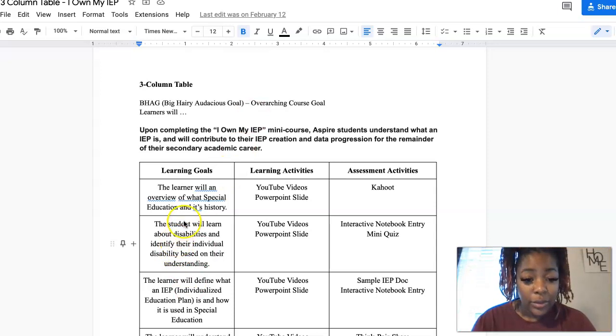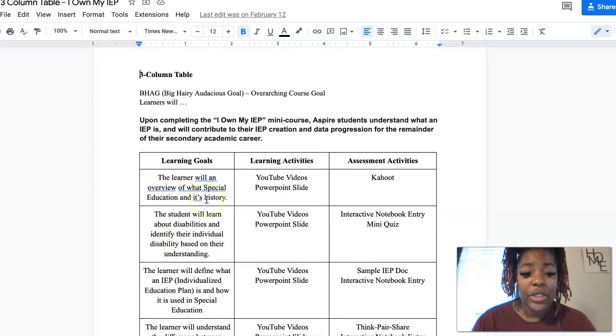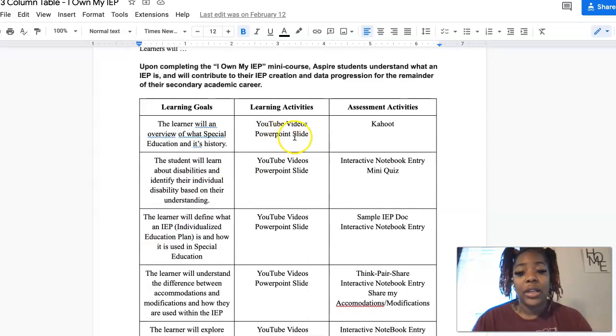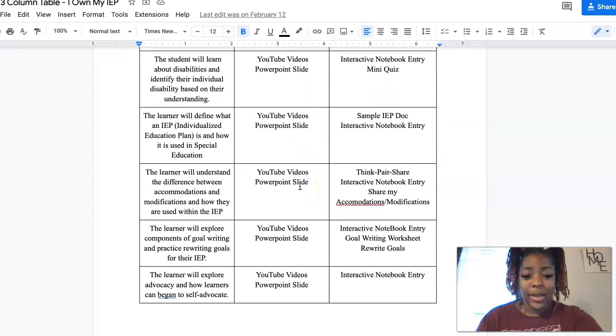So the learner will have an overview of what special education is and its history, and these are the learning activities: YouTube videos, PowerPoint slides, and the Kahoot activity, just to give them a warm up into the course. And then they will have their interactive notebook entry where they would have to reflect and demonstrate their knowledge, and their mini quizzes. We have YouTube and PowerPoint slides to accommodate them.